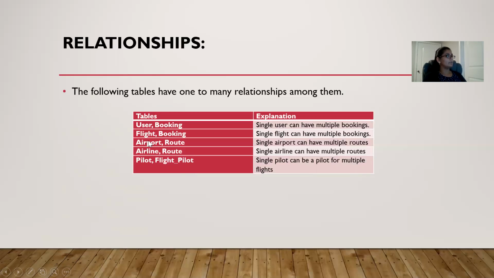Same in the case of airport and route. Single airport can have many routes, so the relationship is one-to-many. Airline and route. Single airline can have multiple routes for different flights operating under it. So the relationship is one-to-many. Then pilot and flight pilot. Single pilot can be a pilot for multiple flights. So the relationship here is one-to-many.